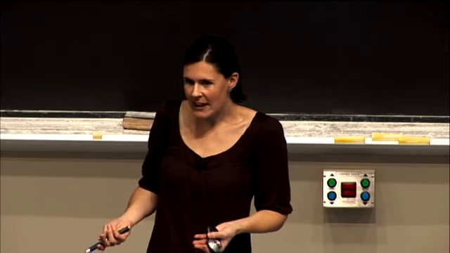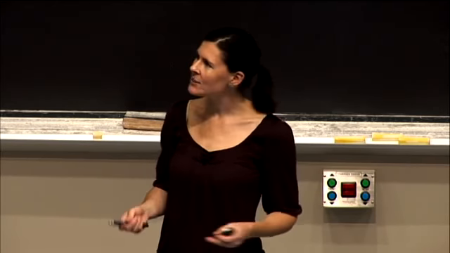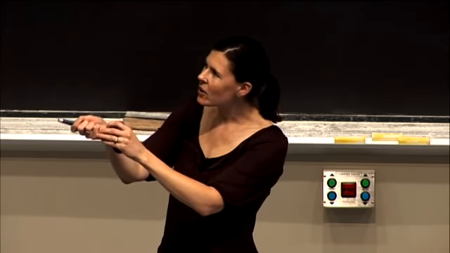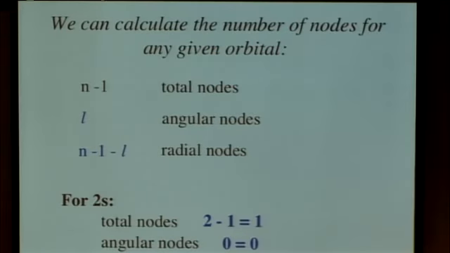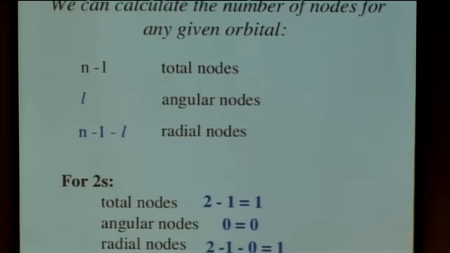So what you find with the s orbital, and this is general for all s orbitals, is that all of your nodes end up being radial nodes. That has to be the case because L equals 0 for s orbitals.